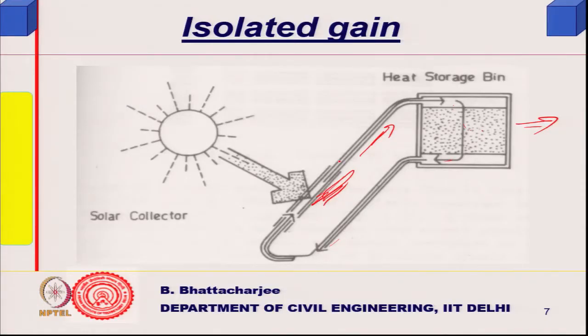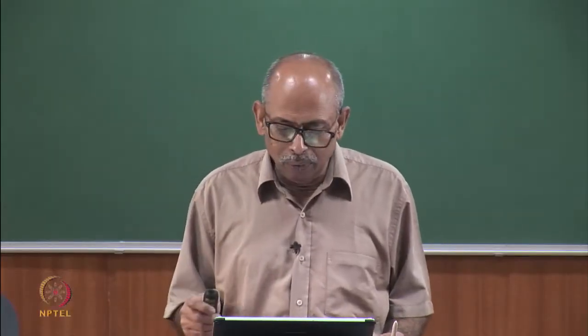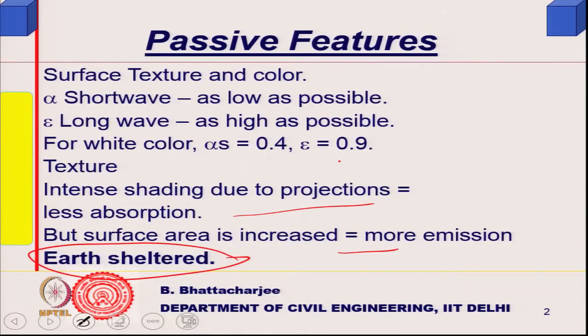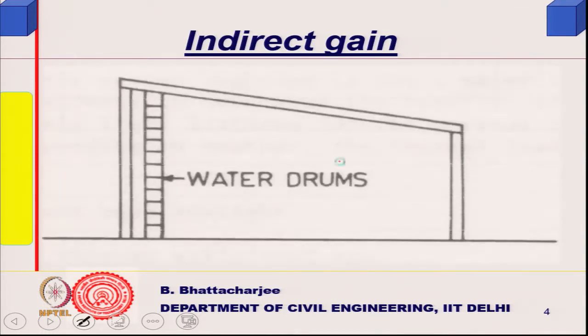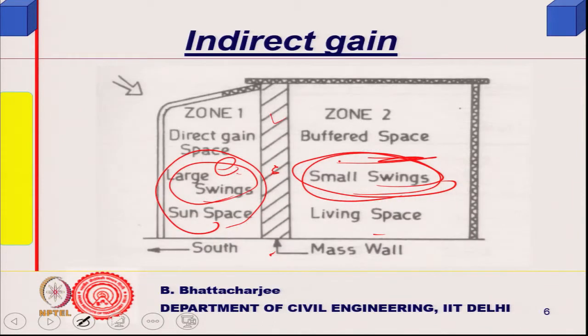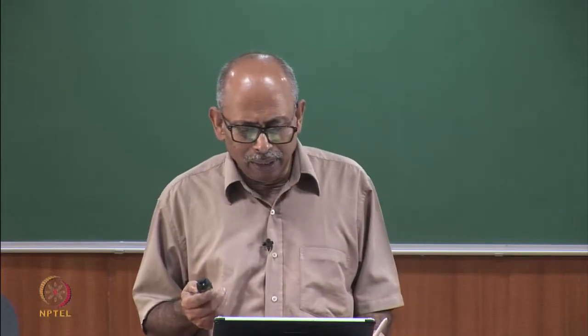So, this is called isolated gain. So, first one was indirect gain, so if you have seen the direct gain, indirect gain. So, this is actually, if you leave the damper out, I will have direct gain, this is indirect gain, this is also indirect gain, and this is direct gain in this zone, indirect gain in here, and this is isolated gain, somewhere away I am doing it. So, this kind of concepts can be utilized in some manner.